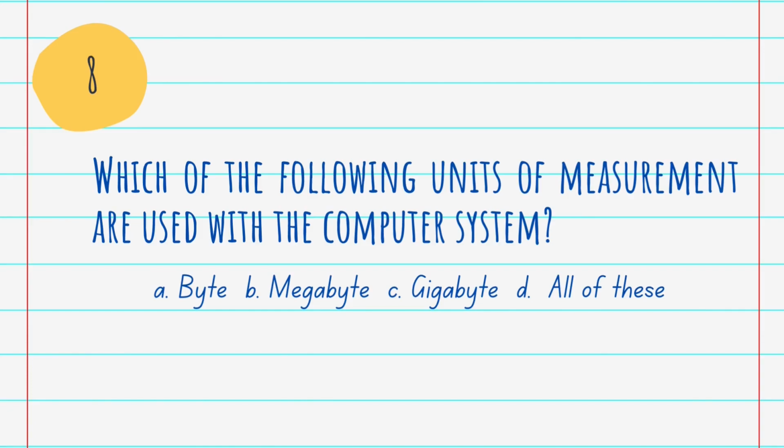Question number 8. Which of the following units of measurement are used with the computer system? A. Byte, B. Megabyte, C. Gigabyte, D. All of these. And the answer is D. All of these. Byte, kilobyte, megabyte and gigabyte, all the measurements we use with the computer system. That's why all of these are the correct answer.